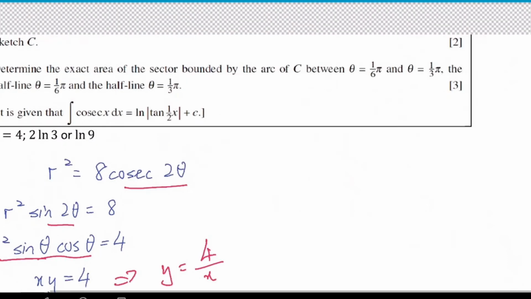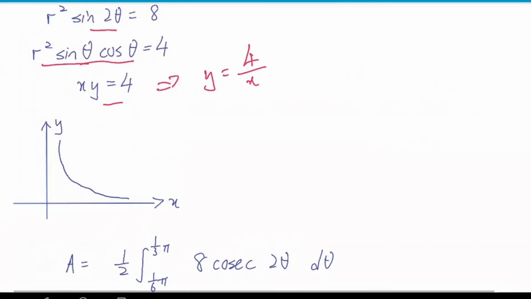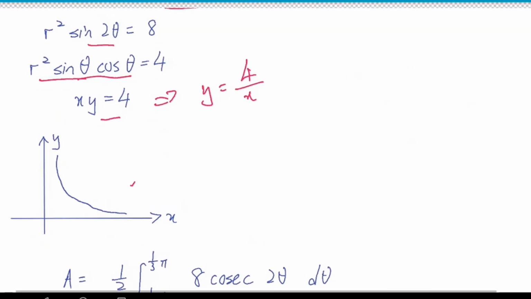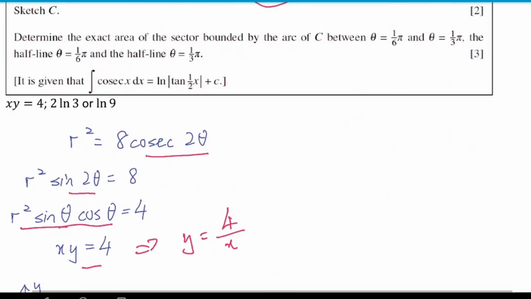On top of that, just have to be careful. They just want the first quadrant, from 0 to half pi. So just sketch the curve in the first quadrant. So this is just like the reciprocal graph. Okay, as easy as that. What else? Okay, integration.